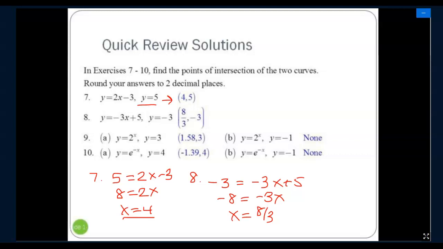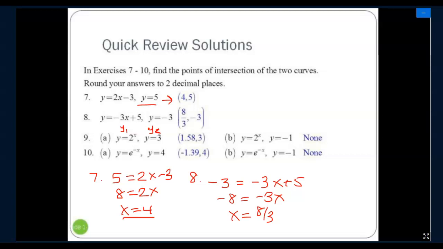For 9, 10, A and B, these ones would need to be done on a graphing calculator. So in order to do these on a graphing calculator, you would have to plug the first part into y1, plug the second part into y2, and then look for their point of intersection using second trace. If we can't find a point of intersection, then we write none.